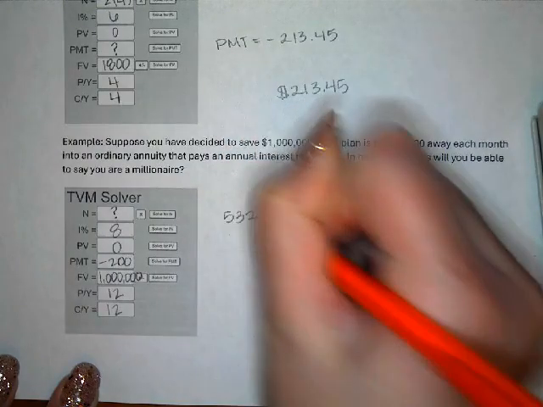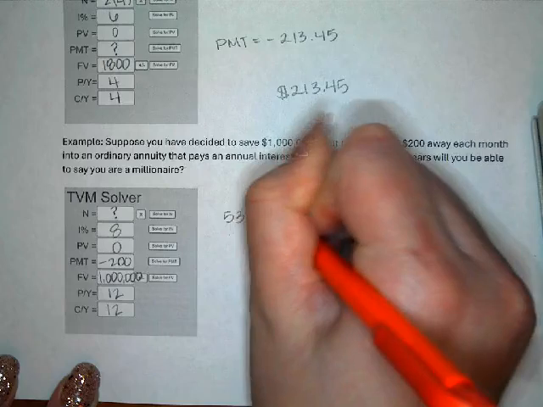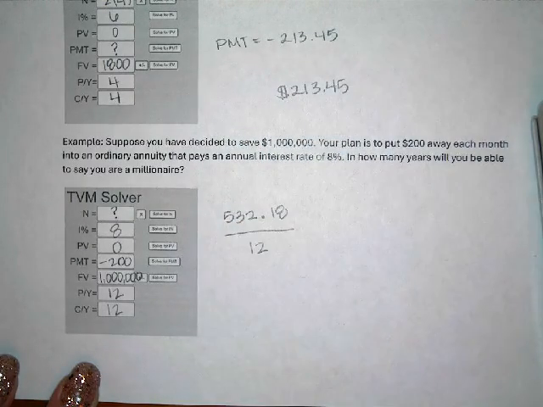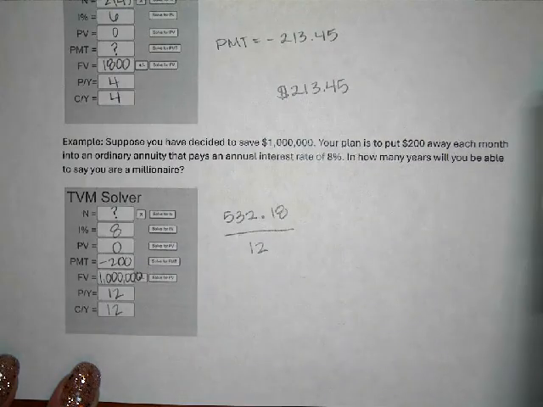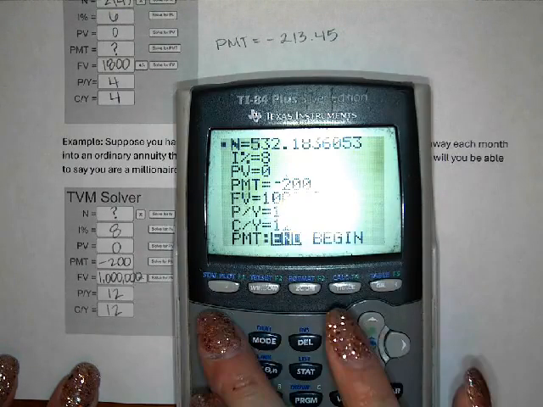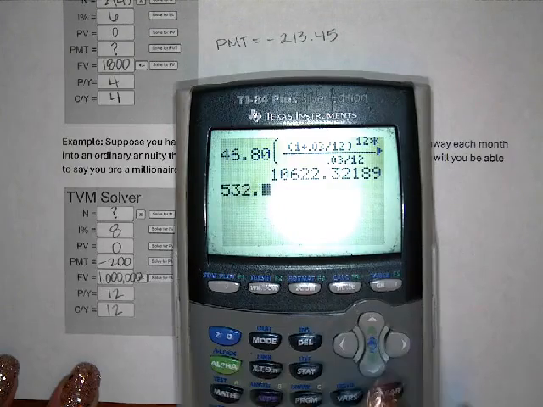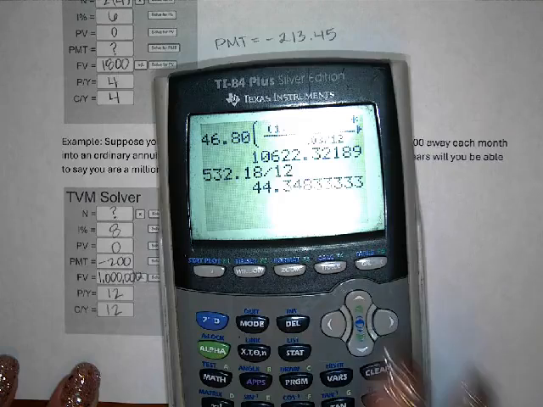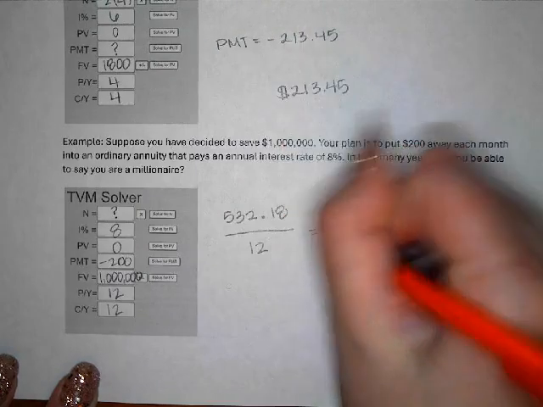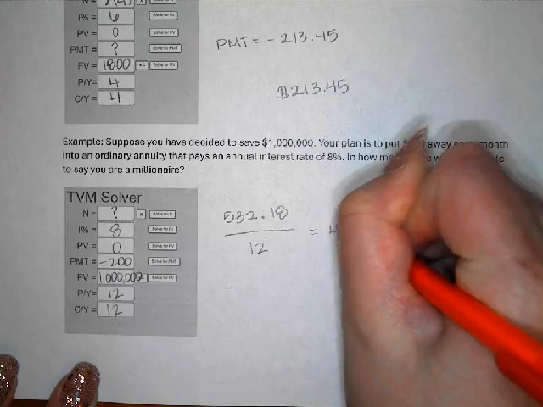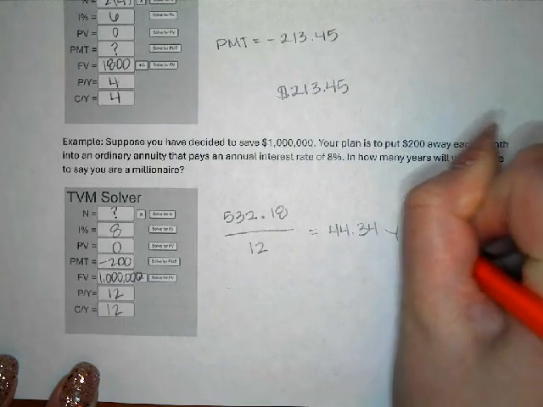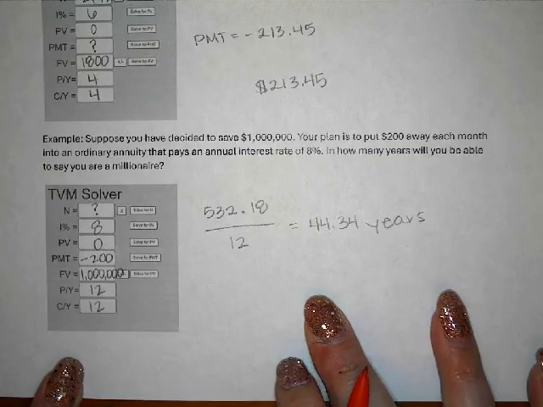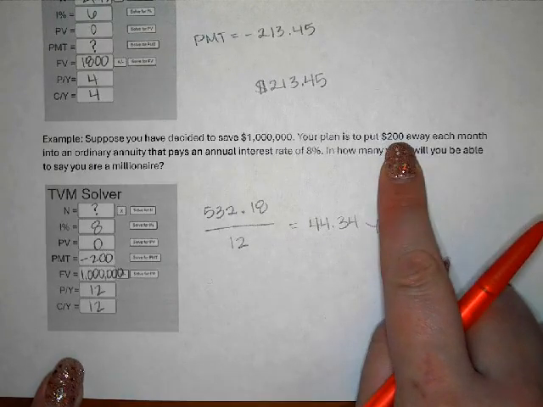532.18. And we're going to divide this by 12 months per year to just figure out how many years this is. So that's how many months. We want to know how many years that is because that's a lot of months. 44.34 years. That's how long it would take you to become a millionaire by putting $200 away each month and making 8% in your annual interest rate.